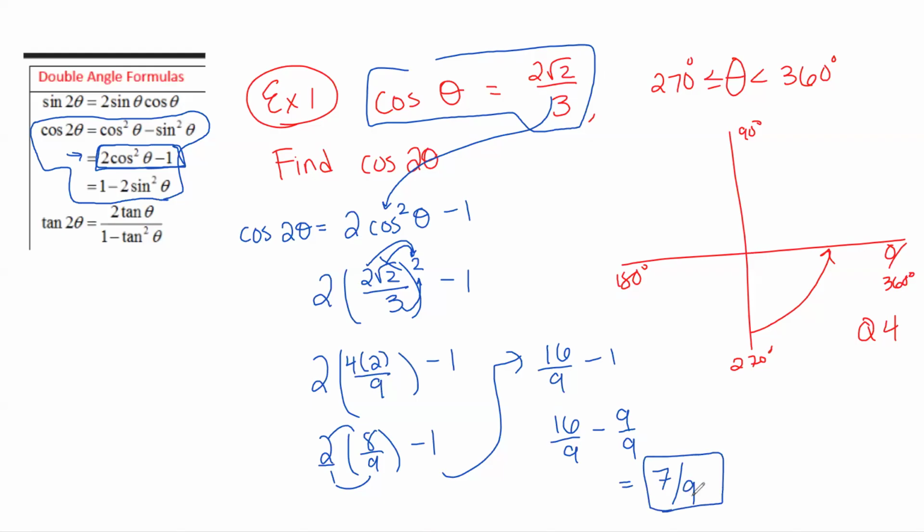Okay, and again, there were other formulas to do that, but that was the easiest one because we had the cosine. So we didn't have to do extra work. Okay, let me now do a cosine where we are going to have to do extra work.